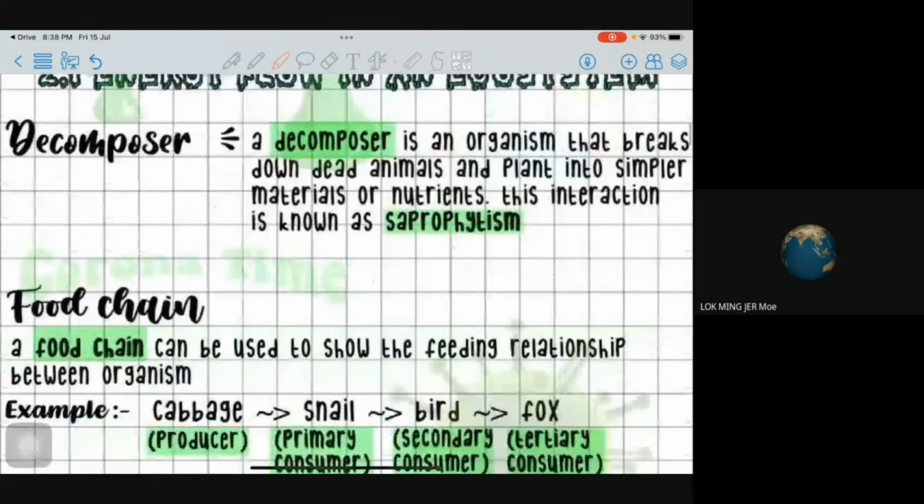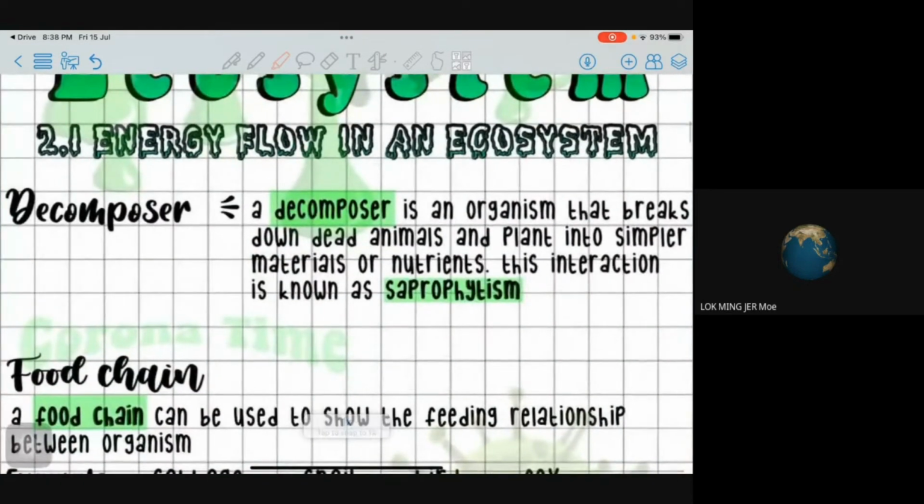Okay, next one is decomposers. Do you remember what is meant by decomposer?